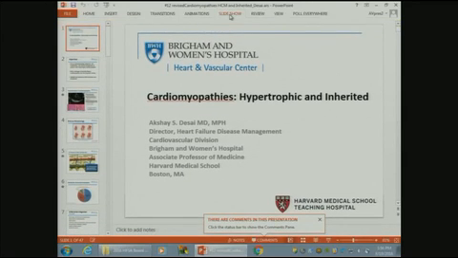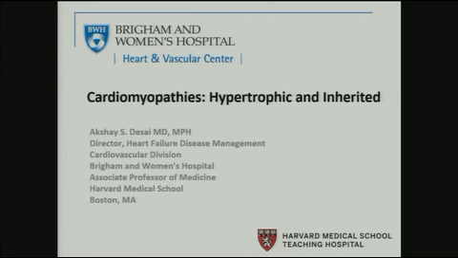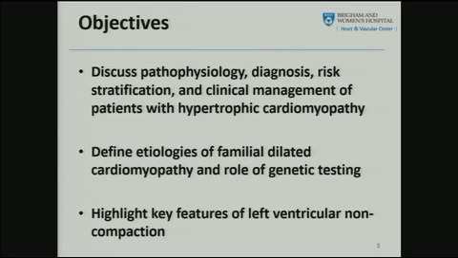The next talk really is going to focus on hypertrophic cardiomyopathy and inherited variants. So this will be really all about familial disease in 30 minutes, 29 minutes. There are 3 objectives here. I want to talk a bit about pathophysiology, diagnosis, risk stratification, and management of hypertrophic cardiomyopathy. It's going to be a quick survey because it's a short talk.